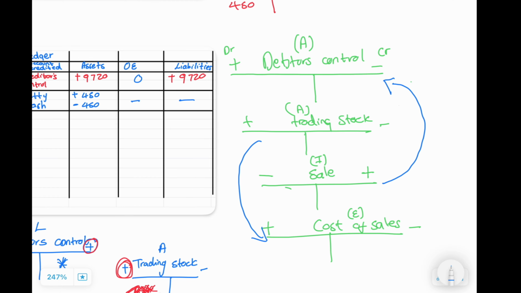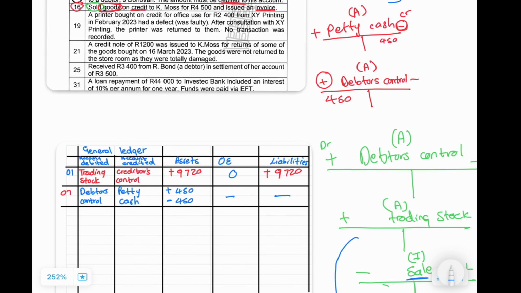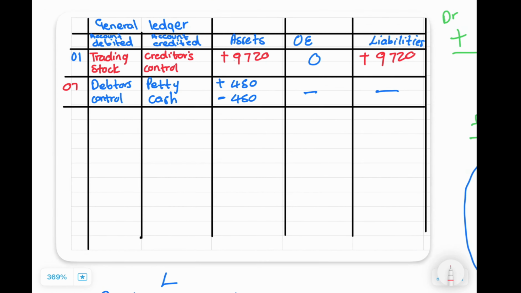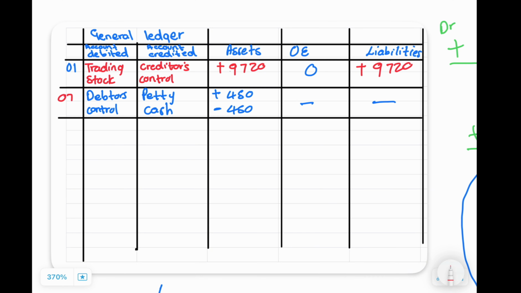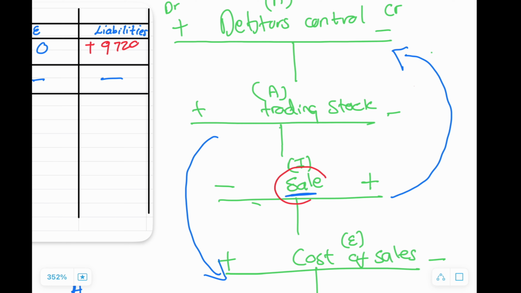Let us first start with the debtors control account. I said it will be affected by the sale amount, right? So how much did we sell for? We sold the goods for 4,500. Okay, so now let us go into our general ledger and record this. We said the transaction was for the 16th. So the account that will be debited between these two will be the debtors control account. Why? Because our debtors are increasing.